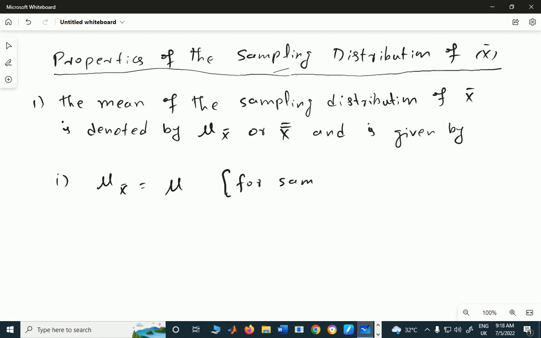both for sampling with and without replacement. चाहे आप लोगों ने सैम्पलिंग विद रिप्लेसमेंट की है, चाहे विदाउट रिप्लेसमेंट की है.